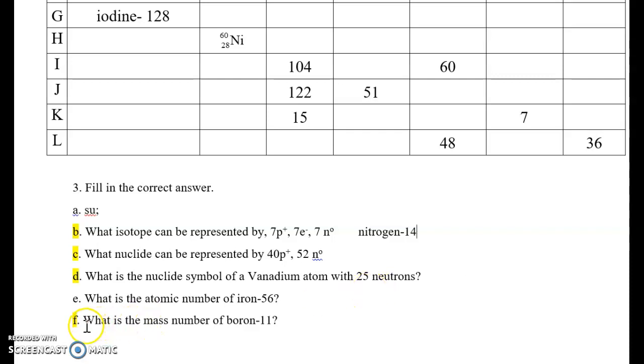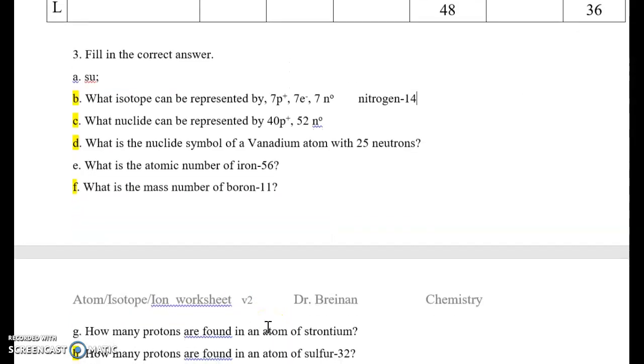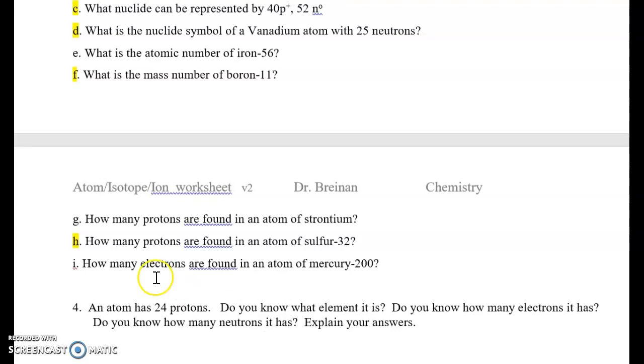Right? F, you just have to know the definition of the symbol. Okay, in the isotope symbol, the number after the dash is the mass number. So if it asks for the mass number, it's 11. It's right in front of us. And for H, protons and sulfur, and that's one that the periodic table is going to tell you. Remember, you just look for the atomic number, the whole number on the periodic table, and that's the number of protons in the atom. So sulfur is element 16, and that's why the answer is 16.